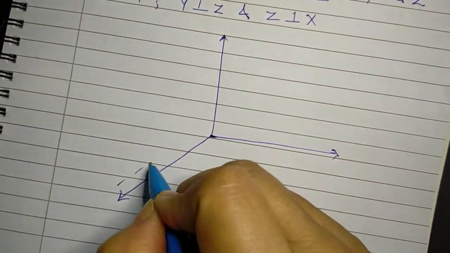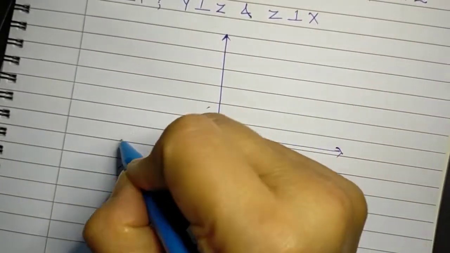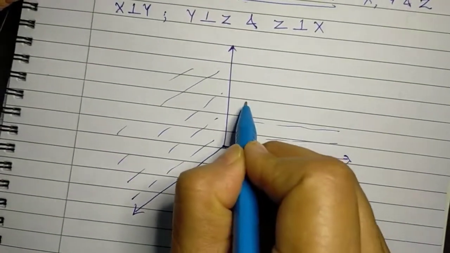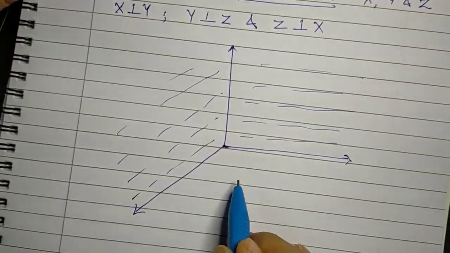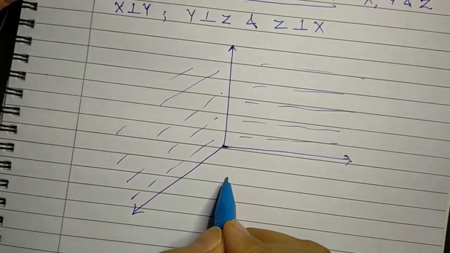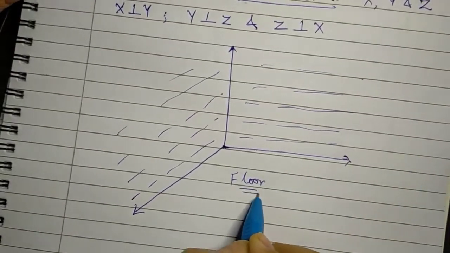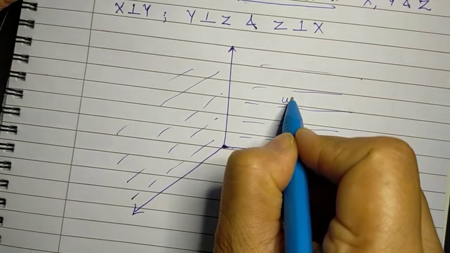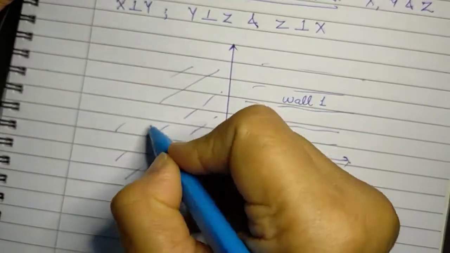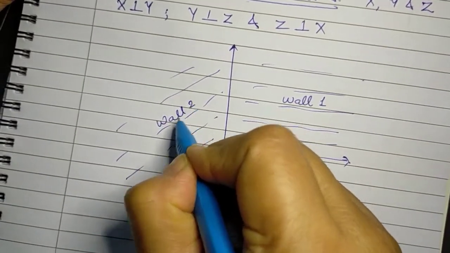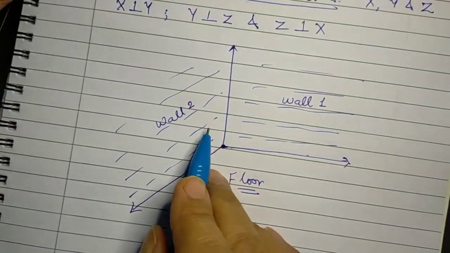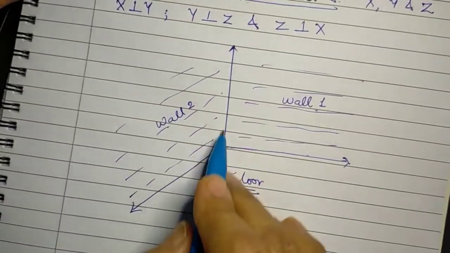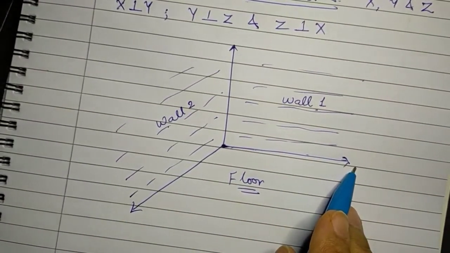So we can just visualize it like this, with respect to the corner of a room. Suppose this is the floor, and this is one corner of a room, this is one wall and this is another wall. If you just visualize any corner of your room, this is the floor, this is one wall, this is another wall. These are three mutually perpendicular directions.